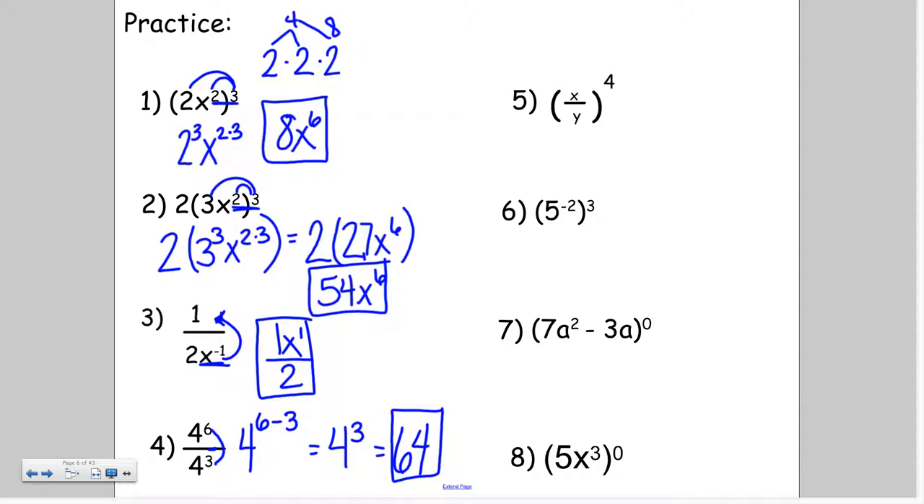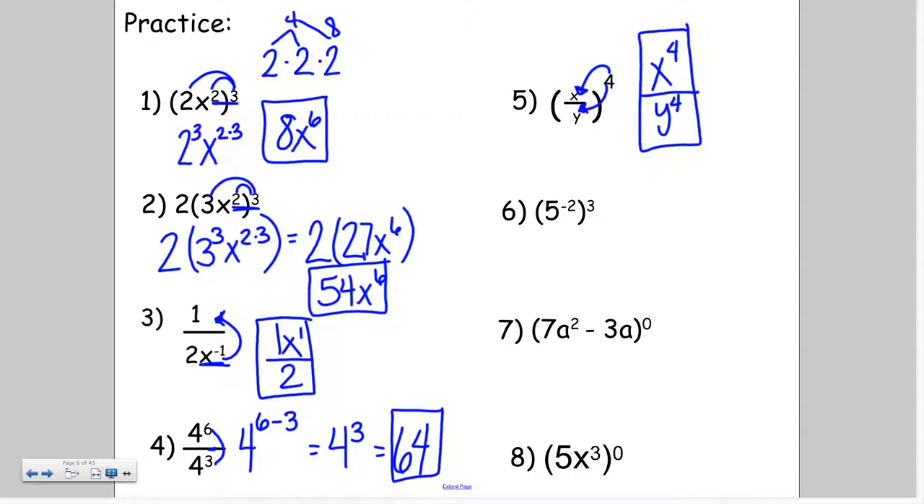Number 5, I have a quotient to a power. So I'm going to distribute my 4 to everything in the parentheses. All right? So I have x to the 4th over y to the 4th. And that is my final answer for that one.